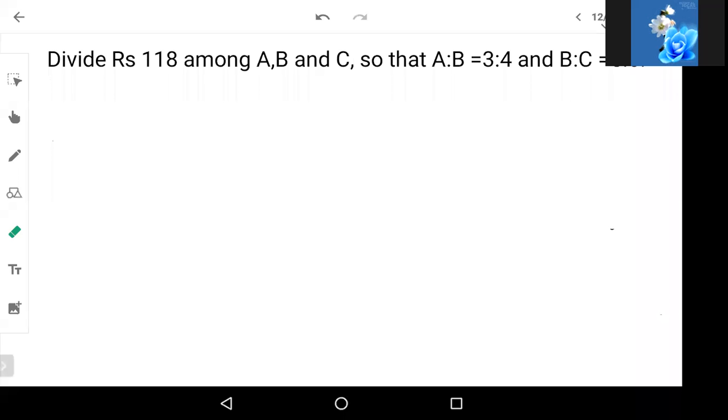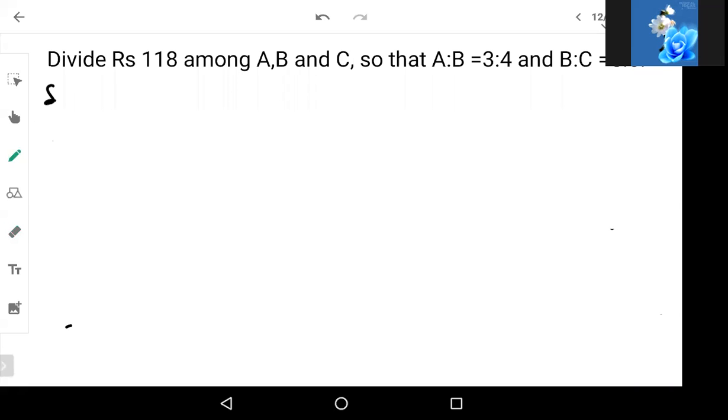So this is the question. We are supposed to divide rupees 118 among three people so that the ratio of the amount for A and B will be in 3:4 ratio, and the amount for B and C will be 5:6. Fine. So let us write down what all is given to us and then we will solve the problem.